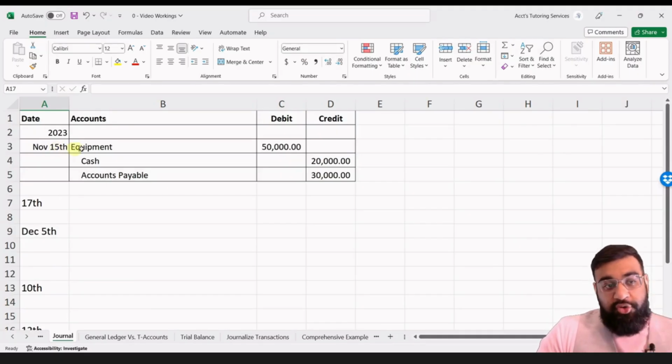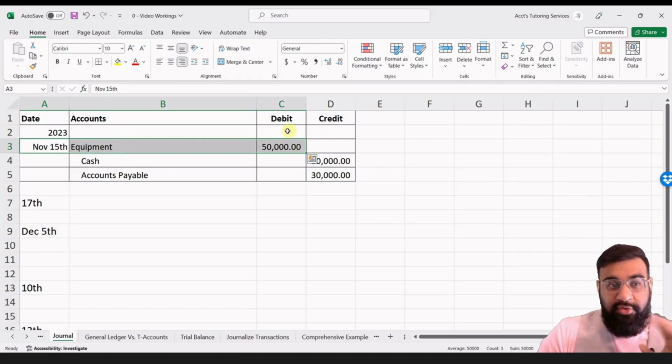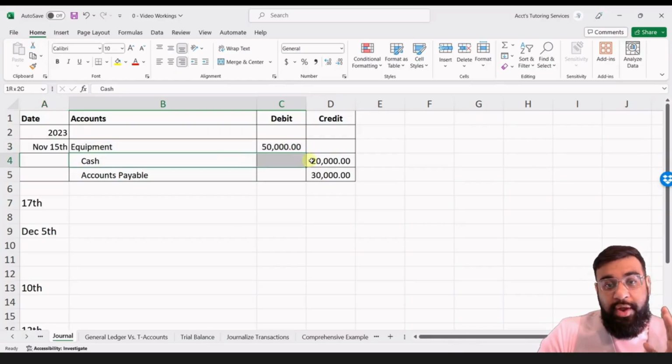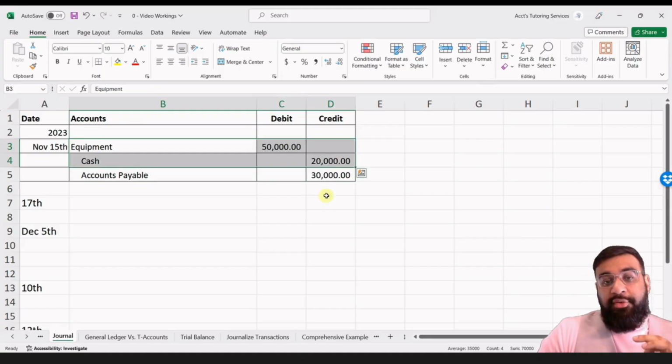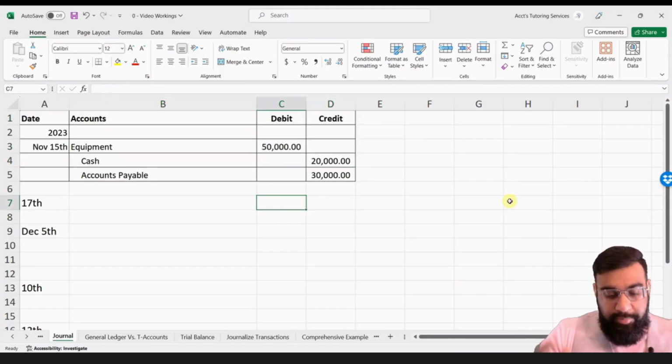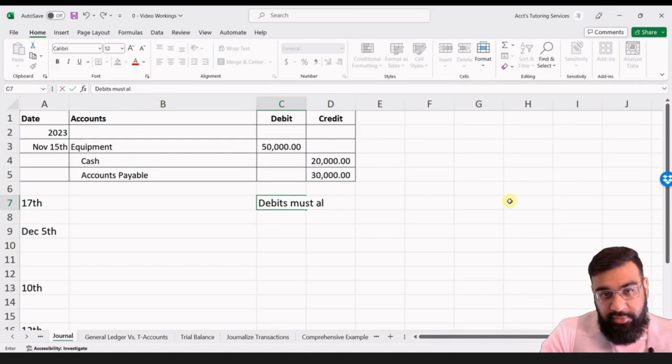So now when it comes to journal entries, debits must always go first. Once again, debits always go first. Credits always go second. Credits are also always indented to indicate that it's a credit account. Journal entries must impact two or more accounts, because debits must always equal credits at all times.